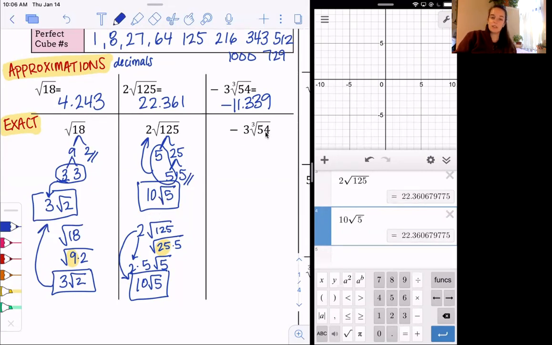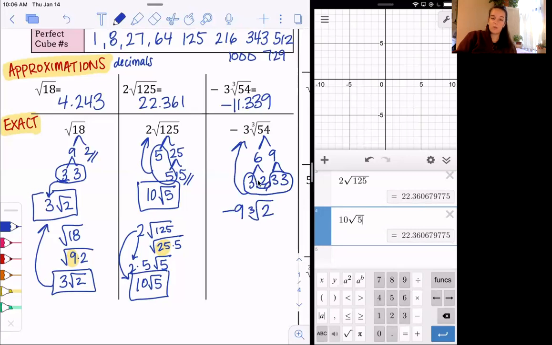Similar to square roots, we can also do this with cube roots. So I would say, okay, 54 is 6 and 9, it's 3 and 2, or 3 and 3. In this case, I'm looking for 3 of them. I need a group of 3. So I see this group here. That 3 is going to meet up with this one. So -9 cube root of 2 was left over. So I have my answer there.